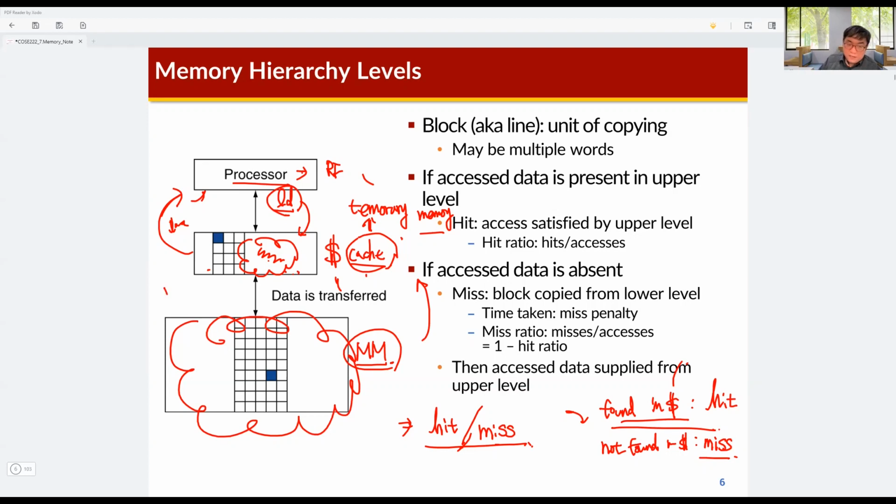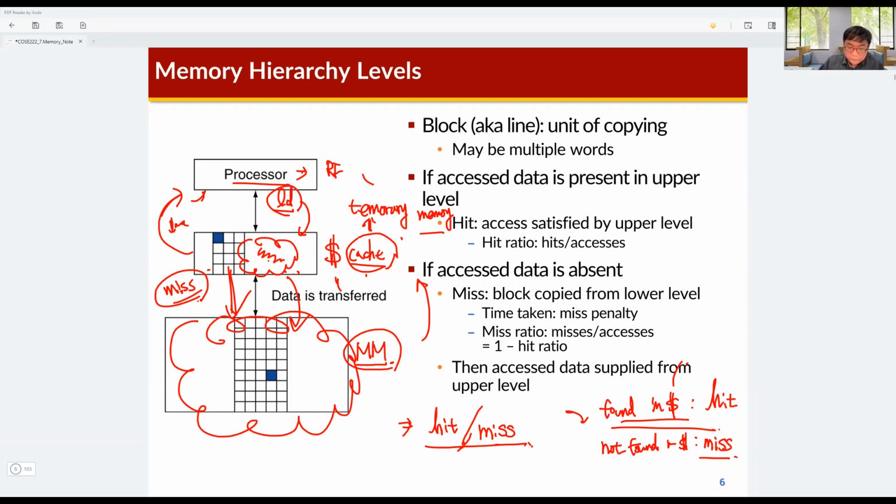But for the miss case, the data is not found in the cache. That means the processor needs to access low-level caches or main memory for this miss case, until the data is found in the memory, right? Understand? So for the miss case, the processor checks the lower levels of memory.